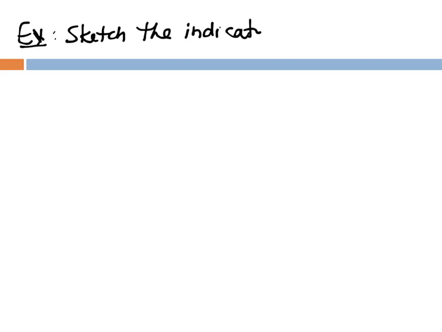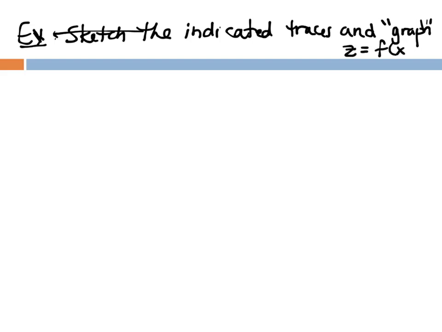All right, so we're going to try one of these and see how it goes. So we're going to sketch the indicated traces, and I'm going to put this in quotes because I want to come back to this idea in a minute, and graph, quote unquote, z equals f of x y. So we'll come back to why I put that in quotes in a minute.